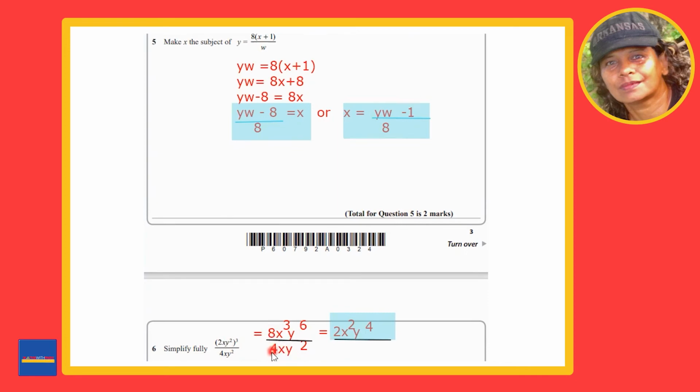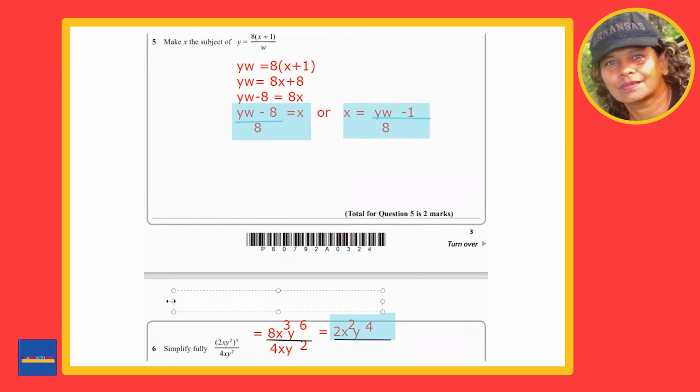Now, if we divide 8 by 4, we get 2. If we divide x cubed by x, we get x squared. If we divide y to the power 6 by y to the power 2, we get y to the power 4. In case you weren't sure about how to expand it, let me just write this out for you.